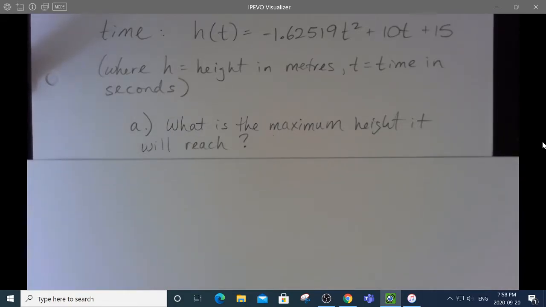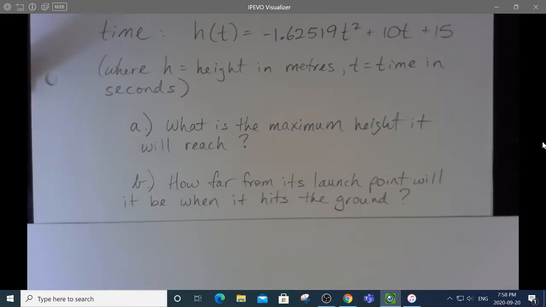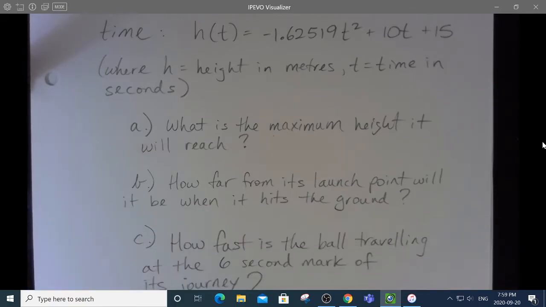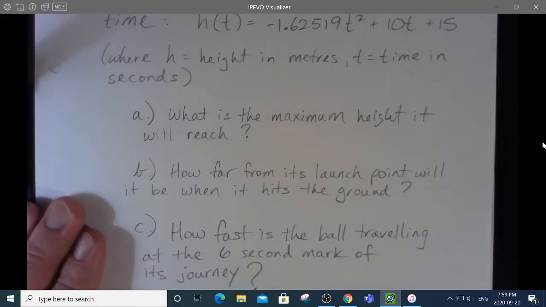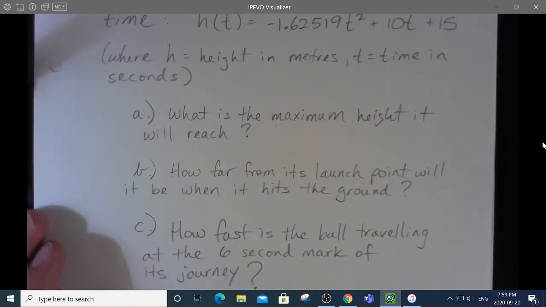A, what is the maximum height the ball will reach? B, how far from its launch point will it be when it hits the ground? And C, how fast is the ball traveling at the 6-second mark of its journey? So at time equals 6 seconds, exactly how fast is it traveling?